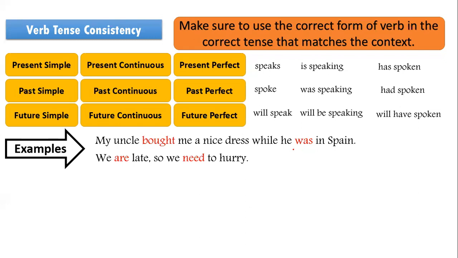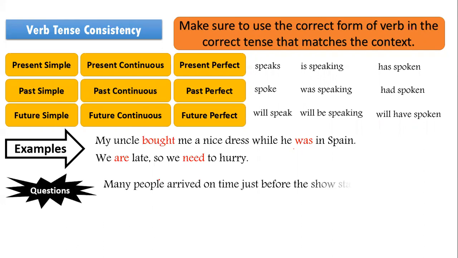How about this one? We're too late, so we need to hurry. Is this sentence correct? We are, very good. Tenses are consistent here. Verb tense consistency type. Let's see this question. Many people arrived on time just before the show starts. Is there anything wrong here?